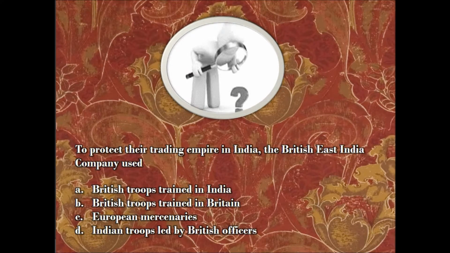Next question. To protect their trading empire in India, the British East India Company used A. British troops trained in India. B. British troops trained in Britain. C. European mercenaries. D. Indian troops led by British officers. The answer is D. Indian troops, otherwise known as sepoys, led by British officers.